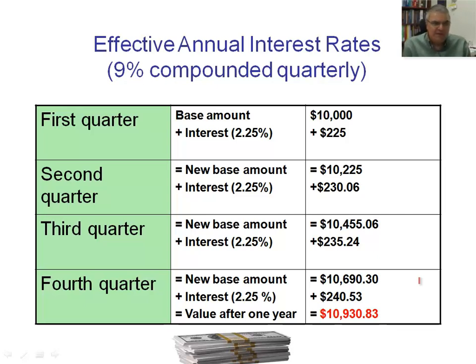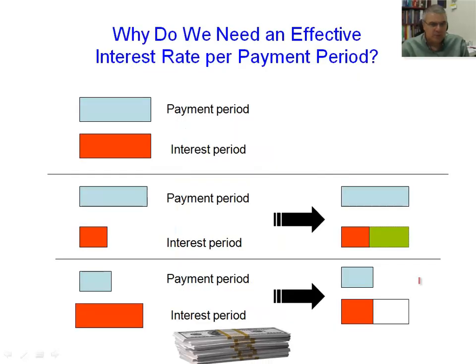And these are again some examples that we went over. The example of $10,000 is tabulated here to show the difference between different quarters. Okay, so why do we need an effective interest rate per payment period?